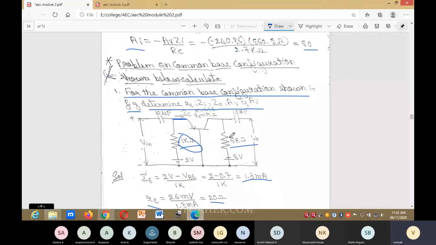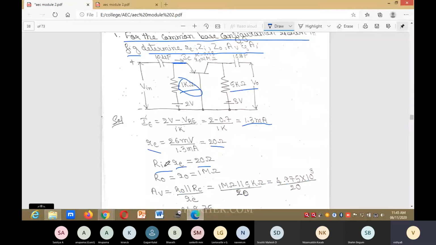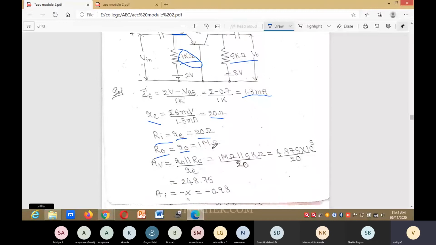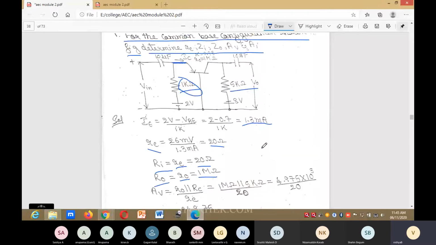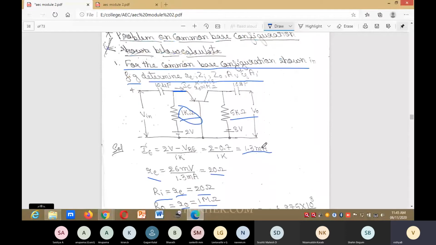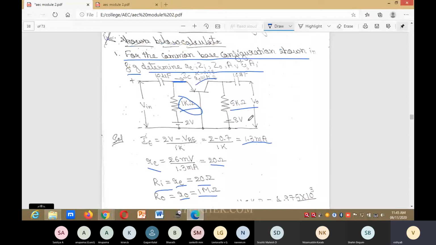Capital RI, they have given that capital RI is equal to small RE is equal to 20 ohm. R naught is equal to small r naught, 1 mega ohm. Okay. R naught is equal to what? They have given in the question R naught is equal to 1 mega ohm.